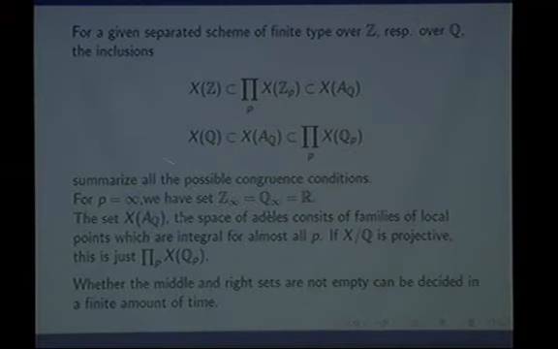Okay? So for p equals infinity, by convention we set Z infinity equals Q infinity equals the reals, the usual reals. Okay, and the set I defined here, the set of adeles, it's the families of local points which are integral for almost all p. When X is projective, that is in terms of equations, if you're given homogeneous forms, then in fact there's no difference between the adeles and the product of the X of Qp.